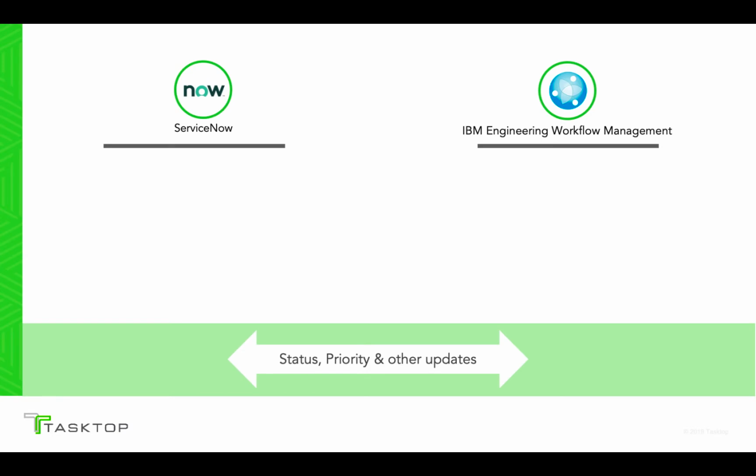So in the demo I'm about to show you, we're going to be looking at an integration for a company that is building a mobile video streaming application. When a user creates a problem over in ServiceNow, Tasktop will flow that problem over into IBM Engineering Workflow Management as a defect. Once the team over in IBM breaks that defect down and performs some work on it, Tasktop will take that specific defect and update specific items such as progress, priority, and assignee, and have it flow seamlessly between ServiceNow and IBM Engineering Workflow Management.